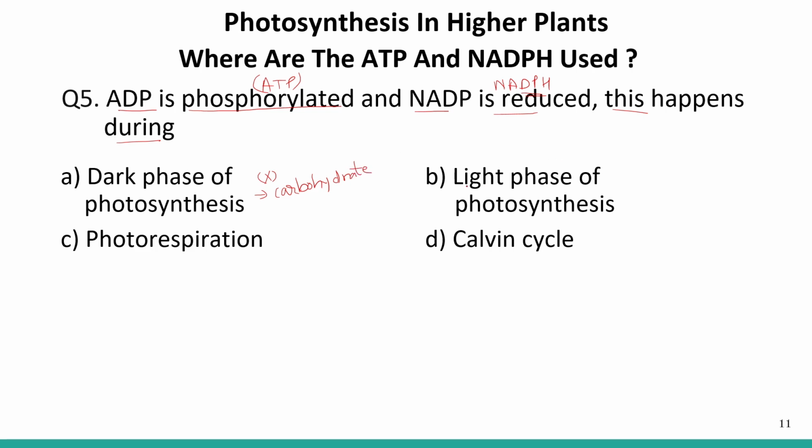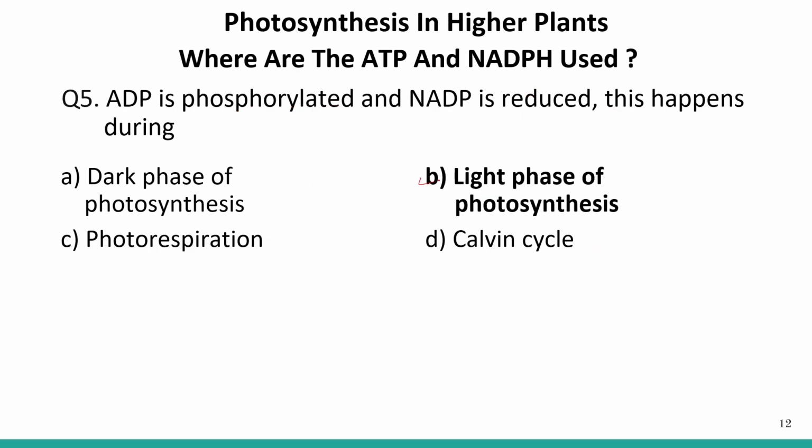Second option is light phase of photosynthesis. Yes, this is correct. During the light phase, ATP and NADPH are synthesized. Photorespiration, not correct. And Kelvin cycle, again not correct. Kelvin cycle utilizes ATP and NADPH. Alright, so what should be the correct answer? Option B is the correct answer.